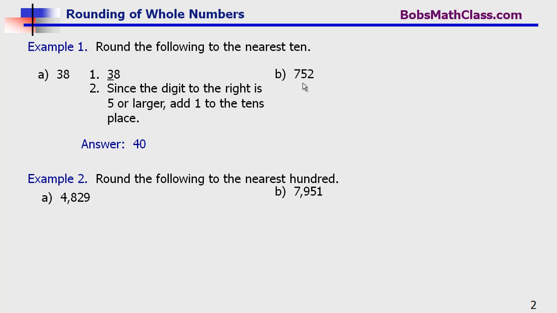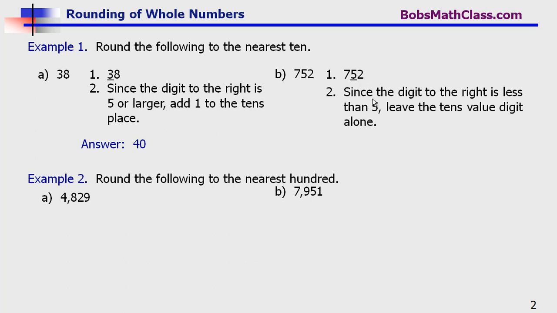752. Again, underline the tens place first. And then look at the number to the right. Well, that number is a 2. Since the digit to the right is less than 5, we're going to leave the tens value digit alone. And then everything after it becomes a 0. So what's the answer? 750. You can think of it as you only have $10 bills, and you want to get as close to 752, either over or under 752, but as close as we can. So our answer would be 750.